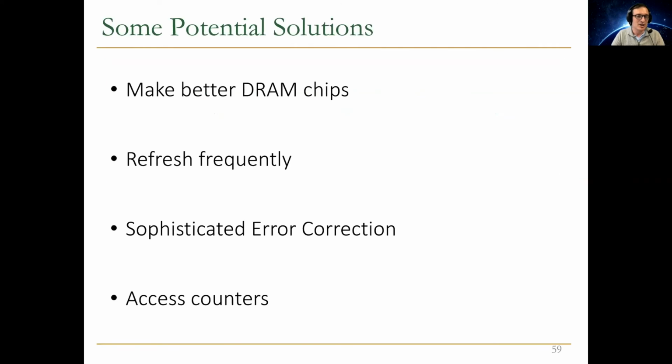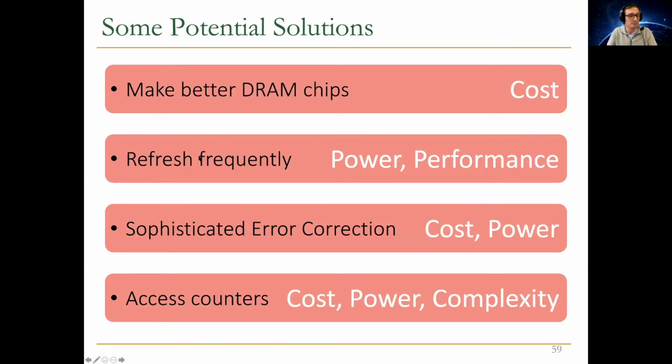Hopefully, it'll be interesting. So there are basically a bunch of potential solutions to this problem. Making better DRAM chips is not easy. Refreshing frequently could solve this problem. Actually, that was done by industry. But this is bad, as we will see next week, because refreshing frequently leads to a lot of power and performance impact. Adding sophisticated error correcting codes can potentially solve the problem, but it's extremely costly. I wouldn't recommend it. Keeping track of access counters and intelligently figuring out whether you're seeing RowHammer or not has some cost issues, but I'm not closing this door. There may be a good solution space over here.